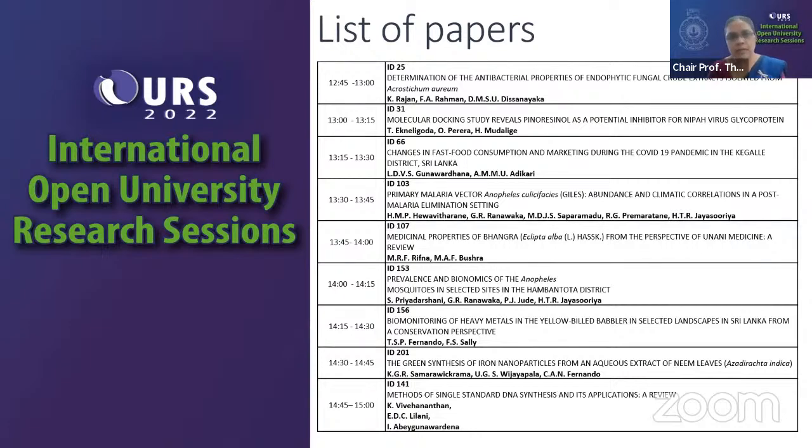for the participants. So let me first introduce the first presenter, ID number 25: Determination of the antibacterial properties of endophytic fungal crude extract isolated from Acrostichum aureum. The authors are Kavinya Rajan, F. Asma Rahman, and D.M.S.U. Disanayake. The presenter will be Kavinya Rajan. Over to you, Ms. Kavinya.